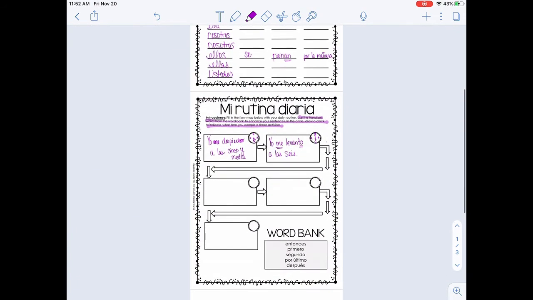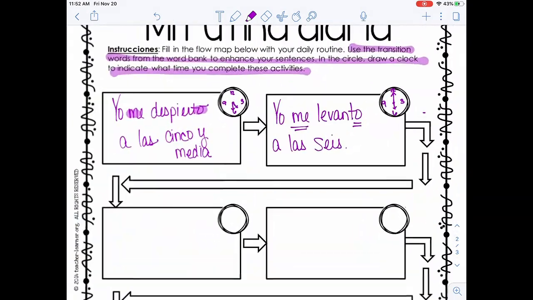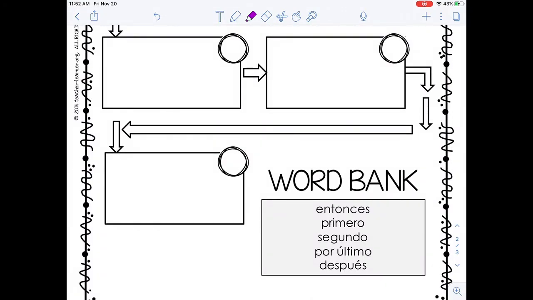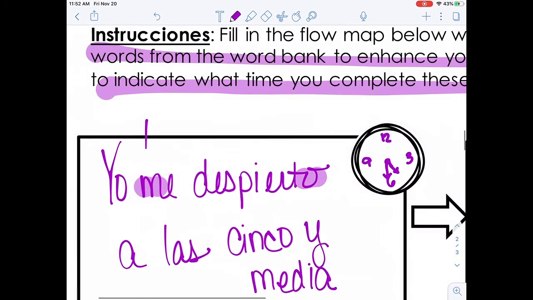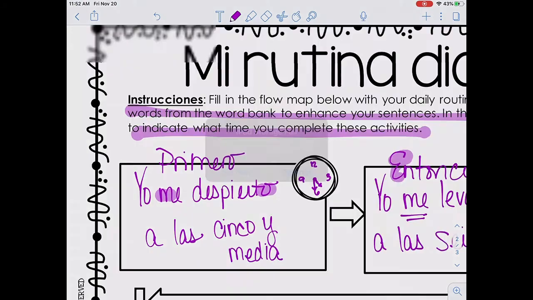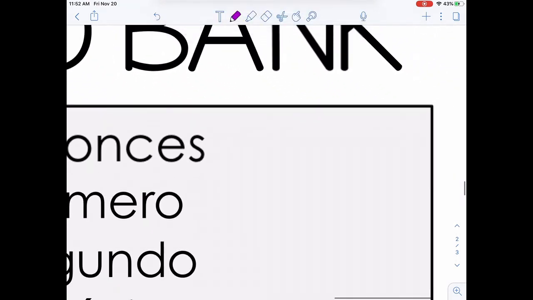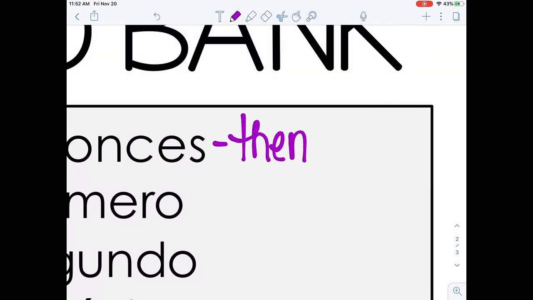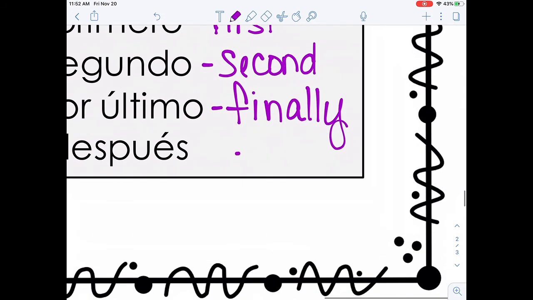So maybe for the word bank, I could say before, I don't know what I could say. One that makes sense. I could do then, like I could say entonces. And this could be primero. Right? So those are my little transitional words. So, entonces means then. Primero is first. Segundo is second. Por último is finally. And después is after.